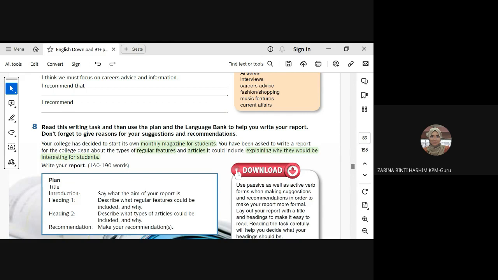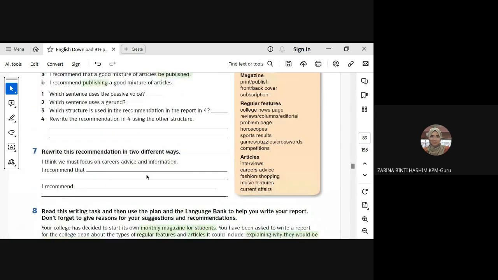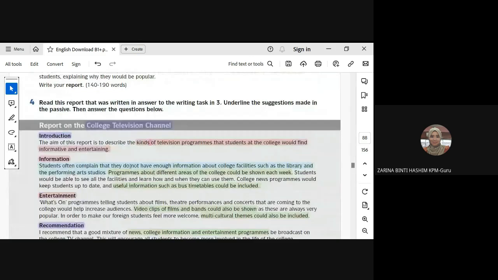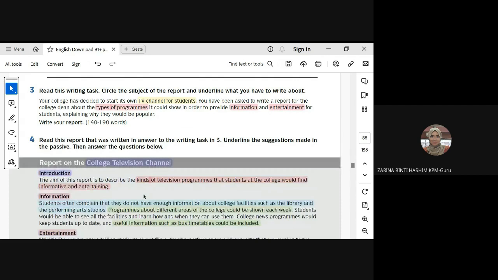And then followed by the introduction. What are we going to write for introduction? Remember just now I told you introduction, you must start with these words like this one. The aim of this report is to describe. So the aim of this report is to what? Is to describe. Here is to describe.